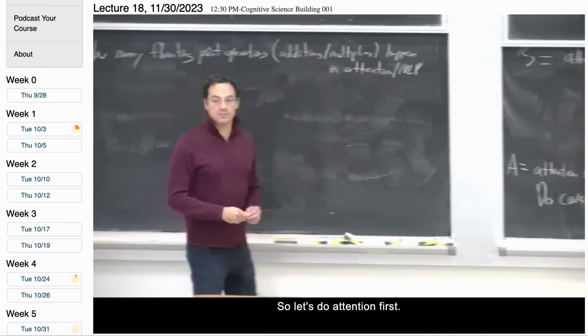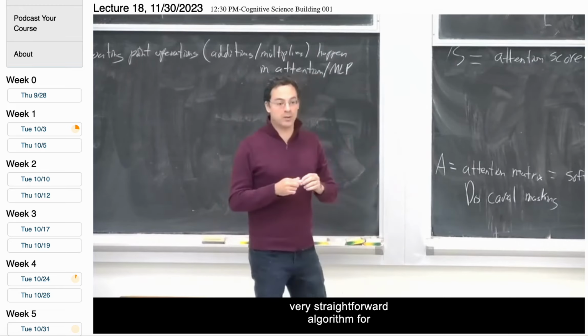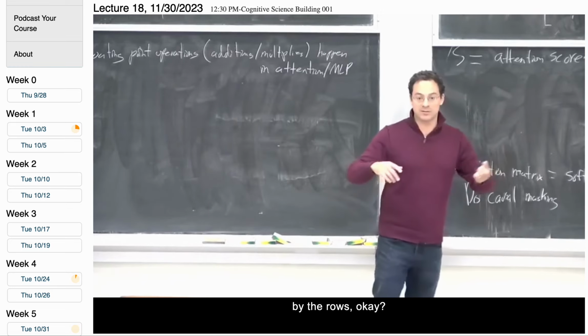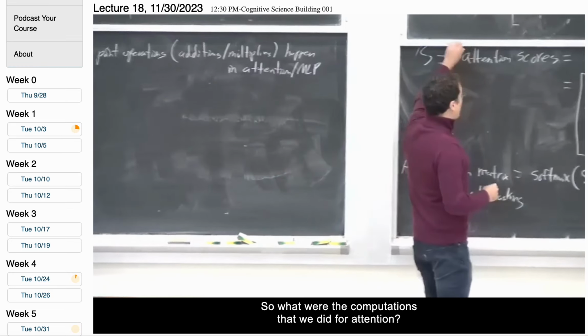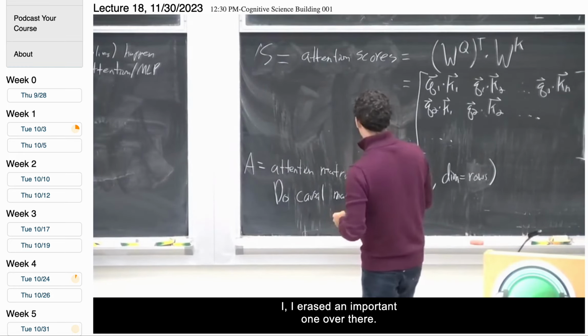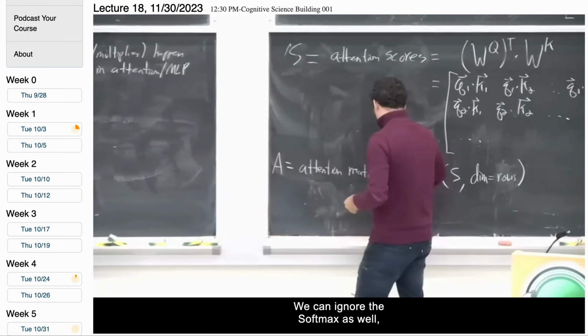So let's do attention first. Assume you're using a very straightforward algorithm for matrix multiplication. What I mean is just the algorithm you learned in high school, where you take each column and multiply it by the rows. So what were the computations that we did for attention? I erased the important one over there, so let's write it down over here. We can ignore the softmax as well.